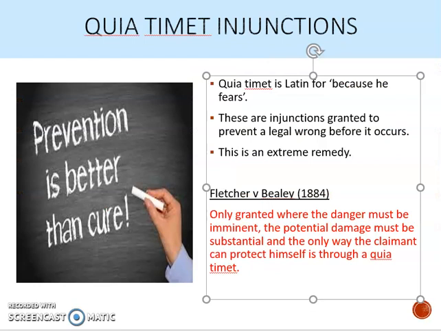Quia timet injunction means because he fears, and this is an injunction that's used when the claimant fears a tort will occur, but it hasn't happened yet. And the prerequisites which must be fulfilled before they're granted are that there must be evidence that the defendant is intending to take an act. The act must be one which will cause significant irreparable damage to the claimant, and there must be evidence that the defendant will not desist unless a quia timet injunction is granted.